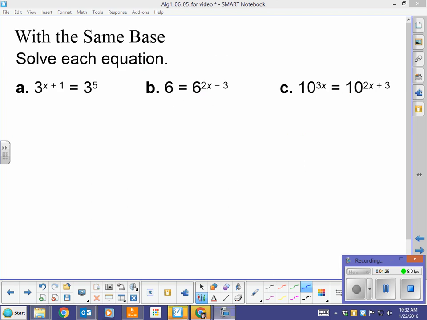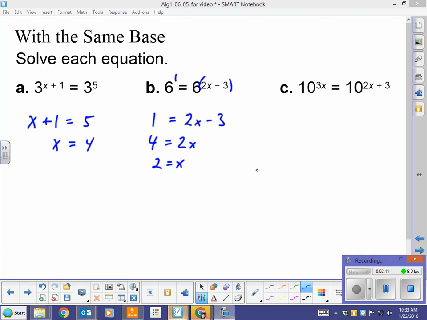Okay, so with the same base, these are going to be pretty easy for us. If 3 to the power of x plus 1 equals 3 to the power of 5, then x plus 1 equals 5. The exponents are equal to each other. So in this case, x equals 4. Easy. Over here, if we don't see the exponent, of course, it has an exponent of 1. So 6 to the first power equals 6 to the power of 2x minus 3. Then, of course, 1 equals 2x minus 3. Adding 3 to both sides, 4 equals 2x. Dividing both sides by 2, then x equals 2.